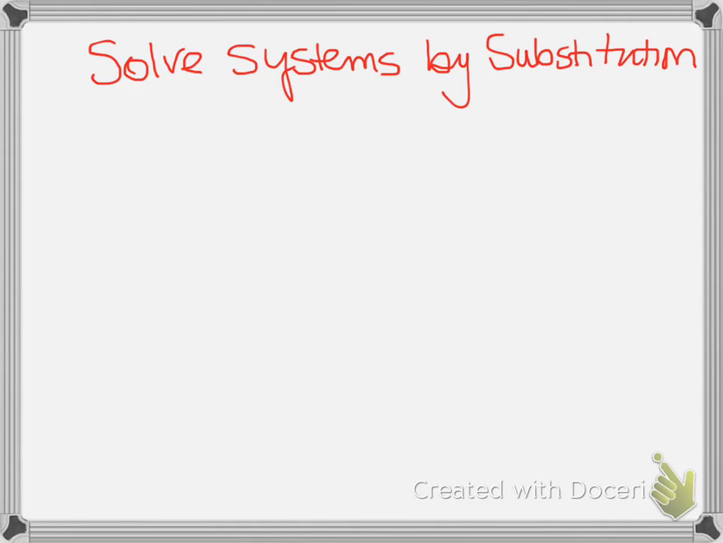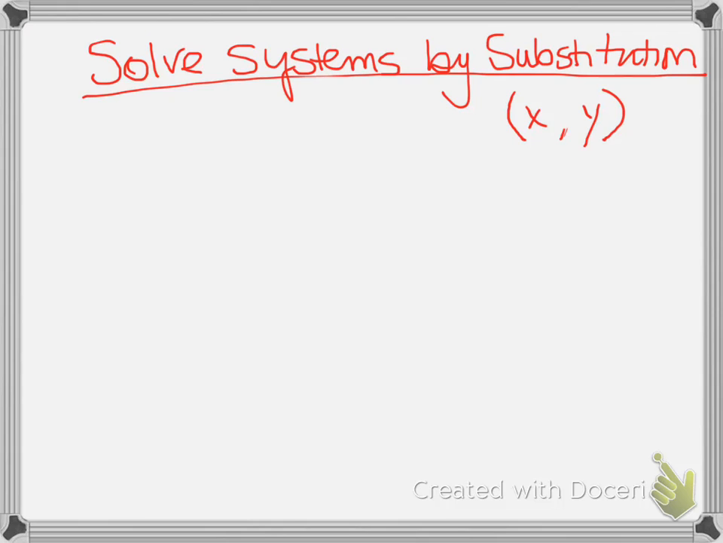Solve systems by substitution. Last week we looked at systems of two equations where we graphed the lines, and where the lines overlapped, that point was the solution. Now we're going to look at no graph, just the equations, and figure out what the solution is. Remember, the solution is an ordered pair: parentheses, an x value, comma, and a y value. So we're solving for the x and y in a system.